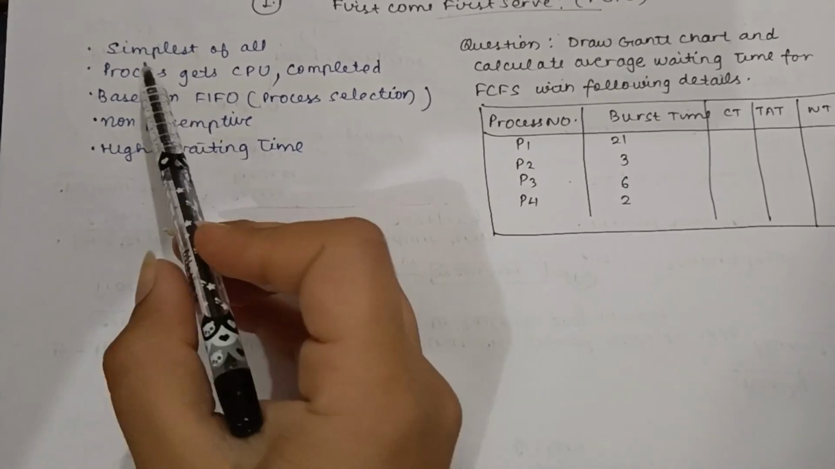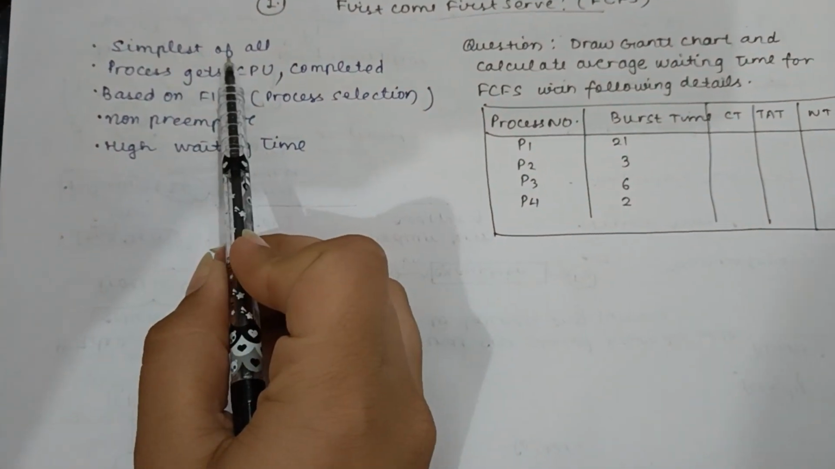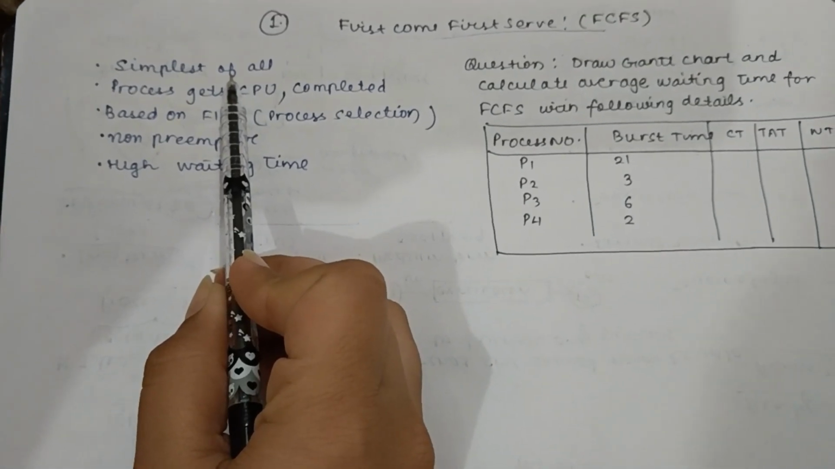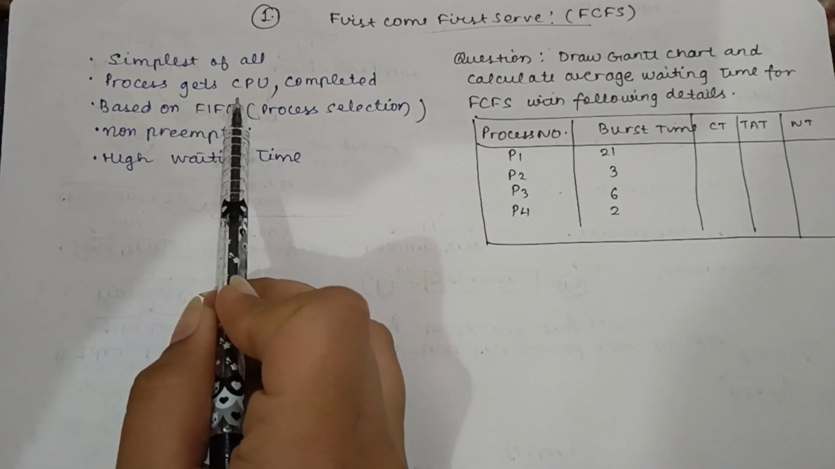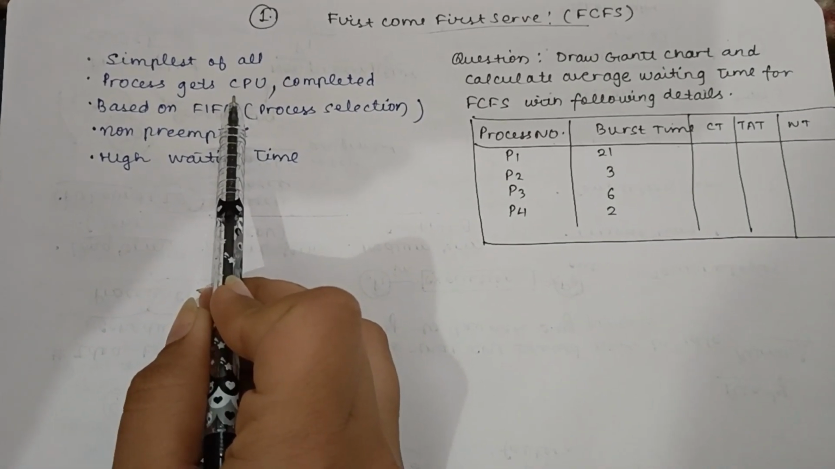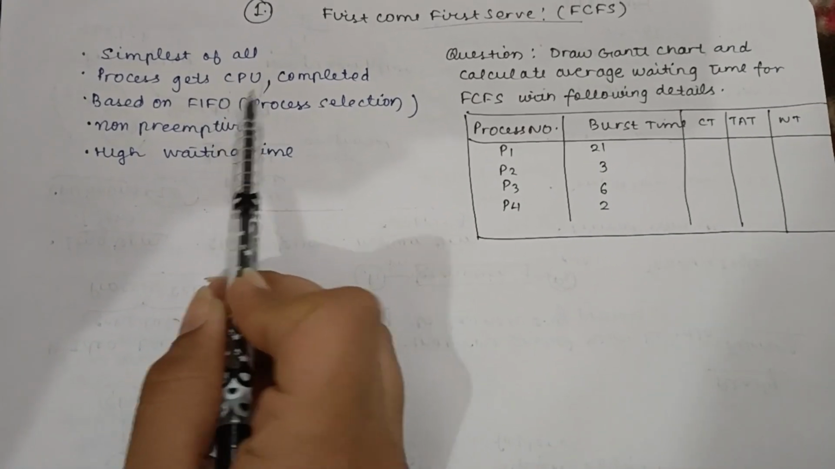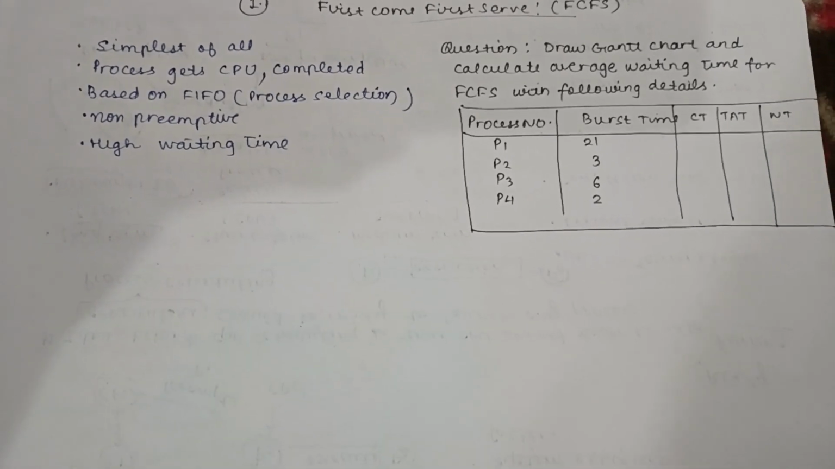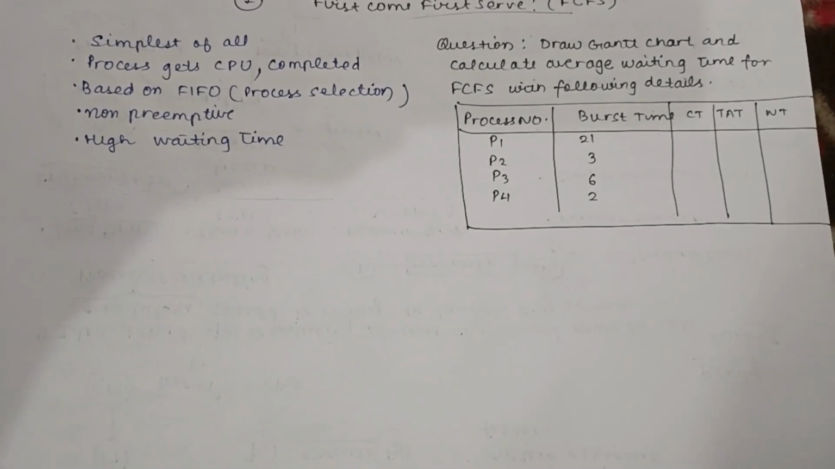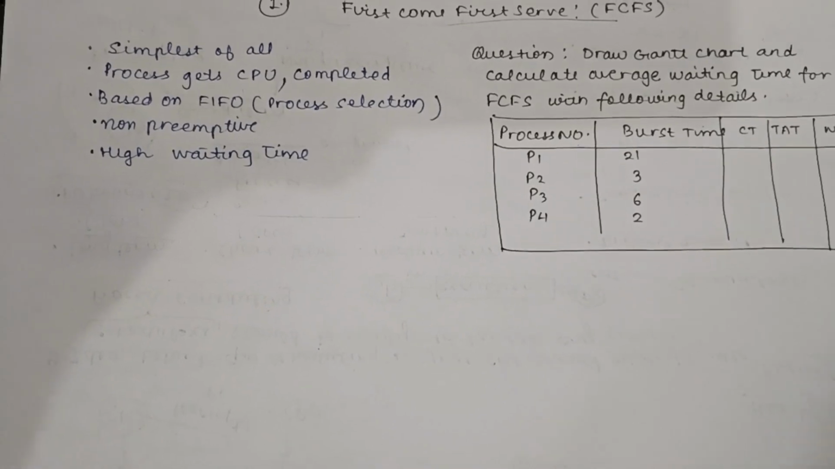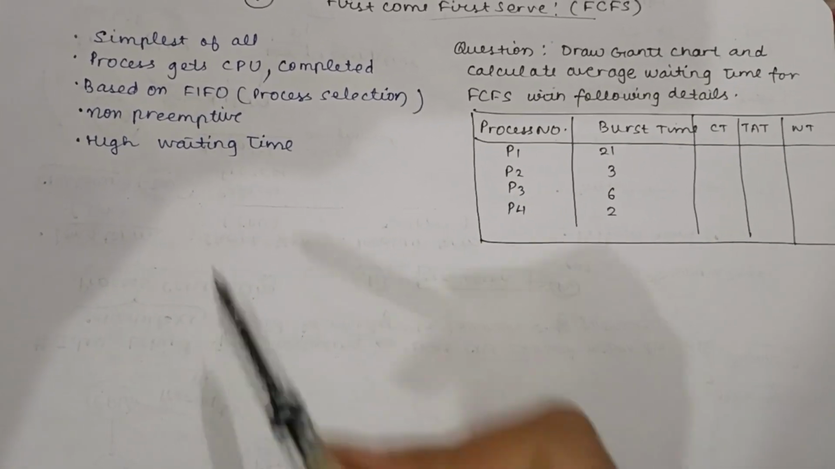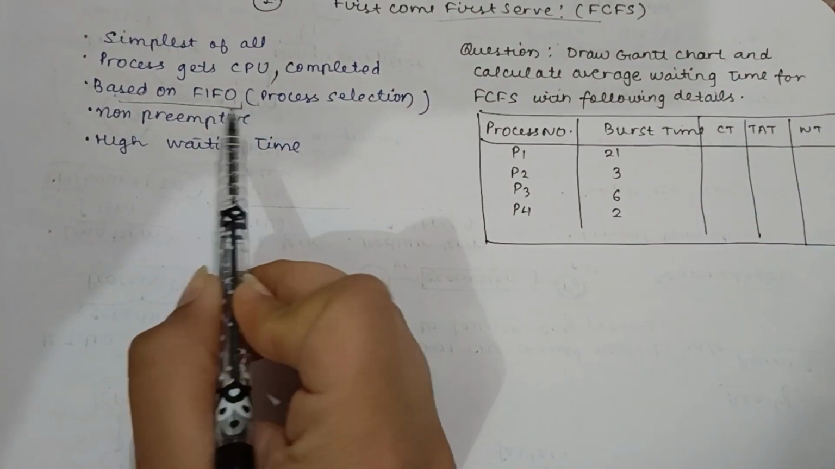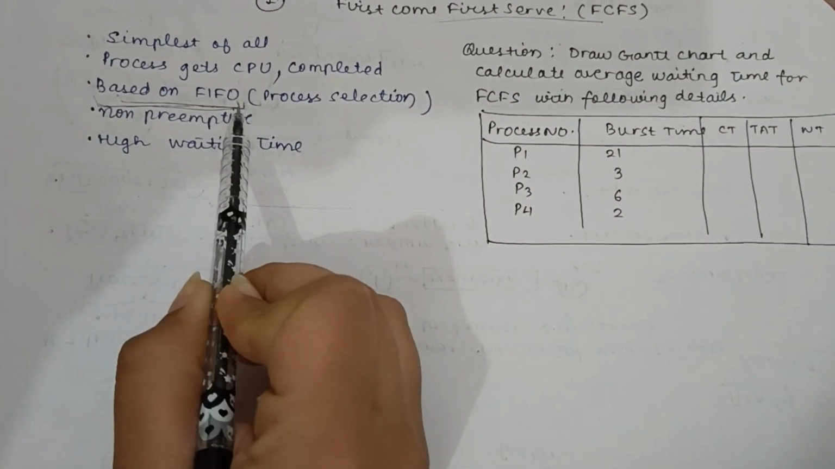So there are certain points. One is it's the simplest of all the algorithms that we are going to use in CPU scheduling. It means that if one process gets the CPU, it keeps the CPU until it gets completed. Once it gets completed, only then can the CPU be allocated to the next process. Until that time, the process will keep running. Once it gets completed, we can switch the process. Then it is based on first in first out selection.